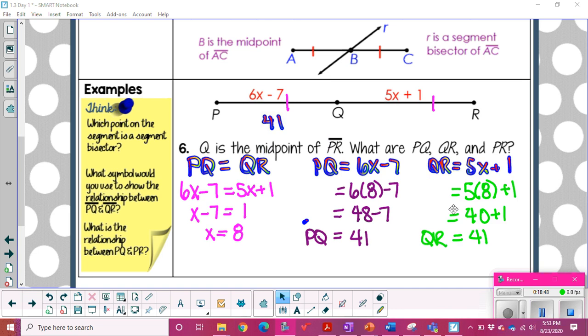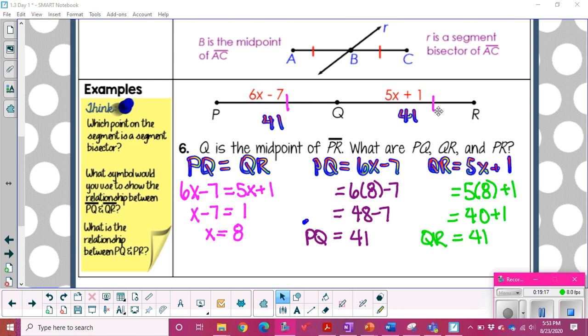Okay, so we knew that QR was 5x plus 1. All I did was substitute in 8 for x here. 5 times 8 is 40. 40 plus 1 is 41. So QR is 41 and PQ is 41. Did I have to do that? No. Can you tell me why? Because these are two congruent segments. If this is 41, so is this one. But if you want to check your math, that might be a good thing to do. But we know that these two are congruent, so you don't have to go find it.